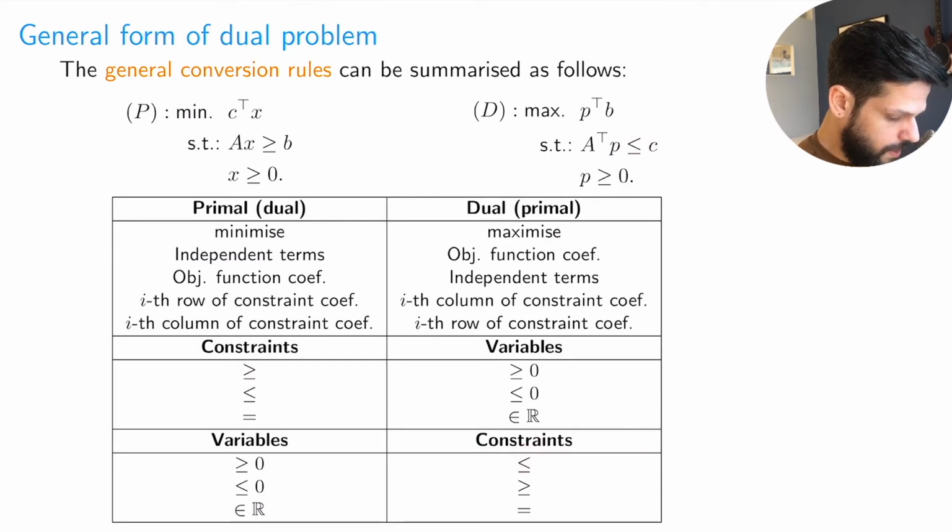A less or equal than variable would become a greater or equal than constraint, and so on. So you can use this table to do any sort of formulation conversion you need. And this table is basically summarizing all possible different variations of formulations we just saw.